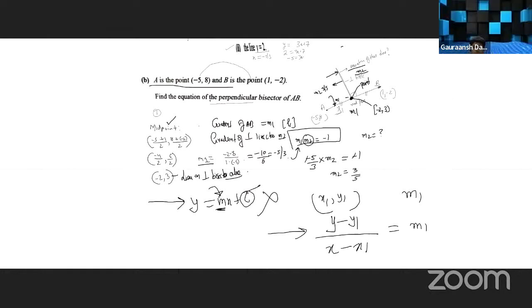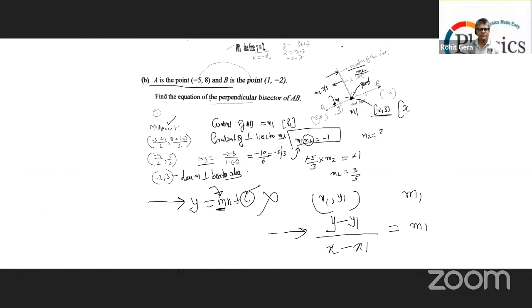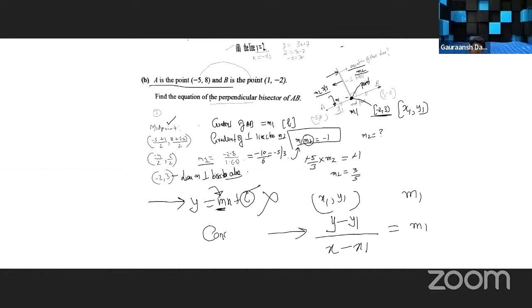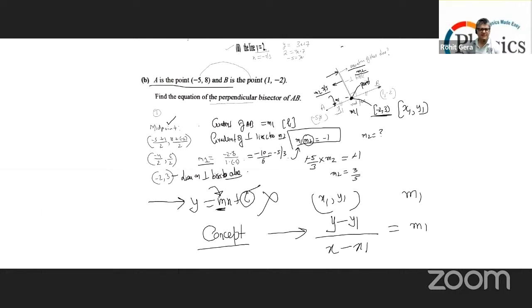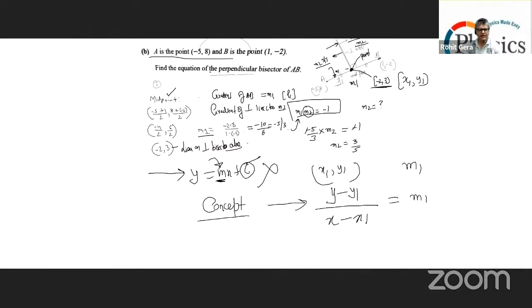निकालो तो point है. Point on the line is x1, y1. Gradient is 3/5. Put the value here, इस equation में. This is the concept you have to use. So it'll be y minus 3. y is the general y, any point on the line.